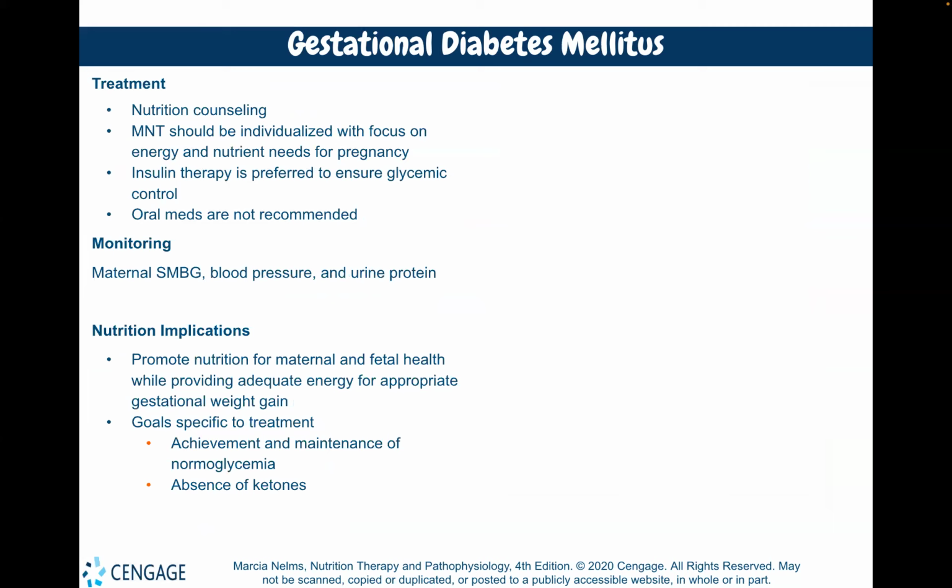So really we want to optimize blood sugar during pregnancy because of those complications that can occur with hyperglycemia. So we can provide nutrition counseling. Mostly we will typically provide insulin therapy. Some oral medications can be used, but in general, insulin is the primary medical treatment.